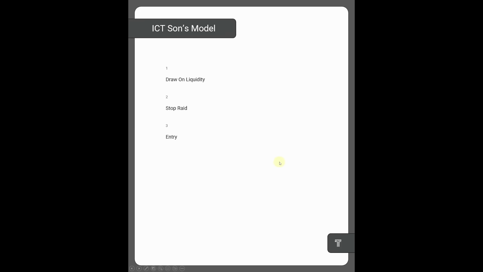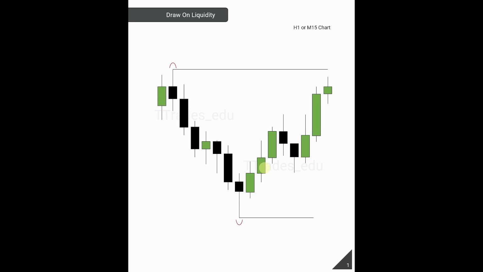So this model is made up of three components: a draw on liquidity, a stop rate, and then an entry. The first thing is a draw on liquidity. I'm looking for an old high or old low on an hour or 15-minute chart. So if there is no draw on the hour chart, I can drop down to the 15-minute chart.